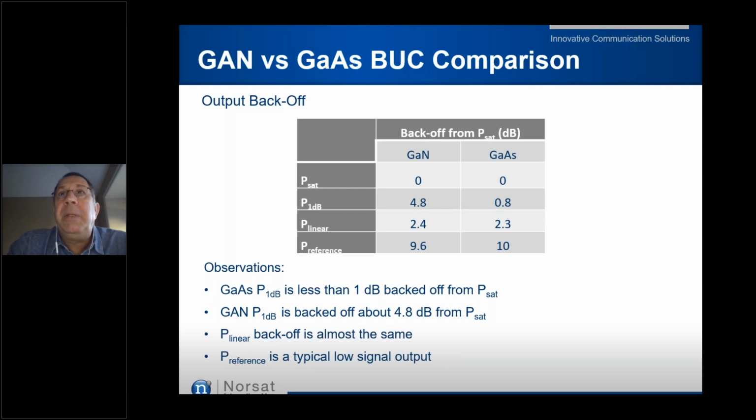You can see that at PSAT, of course, there's zero back off. Notice that at P1 dB, the GaN product is 4.8 dB backed off, whereas the GaAs is about 0.8, which is very typical of a GaAs. It's about 1 dB backed off from saturation at the P1 dB point. The other thing to note is that P linear, in this case, is defined as spectral regrowth of -30. The back off is almost the same between the GaN and the GaAs products. And then the last point there is the reference point. It's about 10 dB backed off, which gives us our small signal reference.